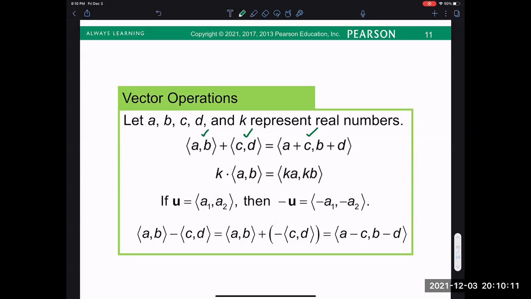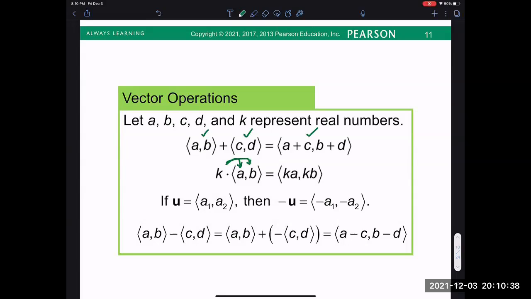And similarly, for scalar multiplication, we can imagine that when you multiply a vector by 2, you get the same directional vector, but the magnitude just increases by 2. And happily, the way that you can do that with scalar multiplication of a vector is to literally just distribute the scalar multiplication to each component of the vector. And so K times the vector AB is just KA, comma, KB.